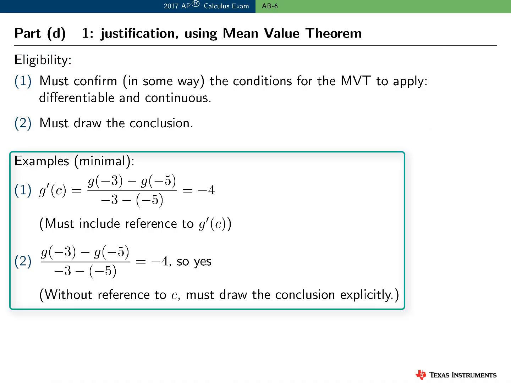Let's suppose that the student is eligible for the second point in Part D. Here are some examples of minimal responses in order to earn the second point. In the first example, the student must include a reference to g prime of c. Just that quotient equal to -4 plus eligibility does not earn the second point. In the second example, the student has the correct quotient equal to -4. There isn't any reference to c, but they have drawn a minimal conclusion explicitly.